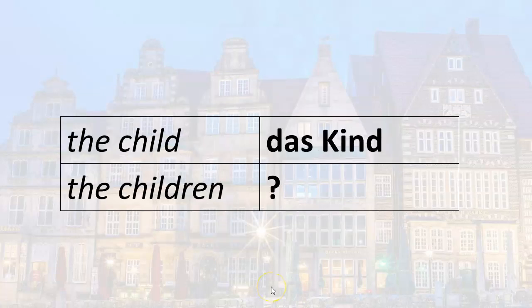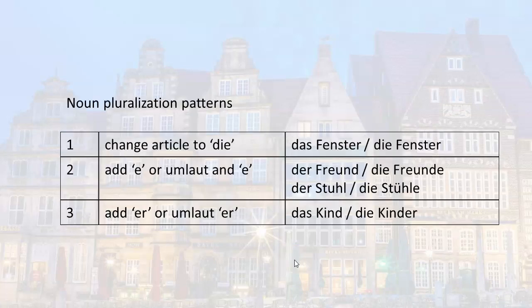Okay, so remember, das Kind, to make it plural, you change the das to a die, and then this is the pattern where you add the ER. So the children becomes die Kinder. All right, that's it. So remember your three patterns.